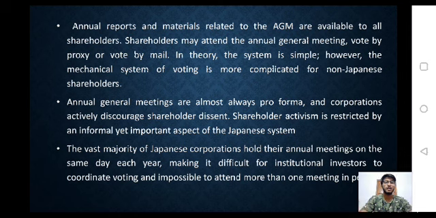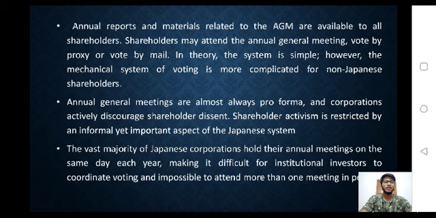I'll be discussing that. The next point states annual general meetings are almost always pro forma, and corporations actively discourage shareholders' dissent. Shareholder activism is restricted by an informal yet important aspect of the Japanese system. The next point states how the non-Japanese investors face problems during the voting period and all the annual general meetings.